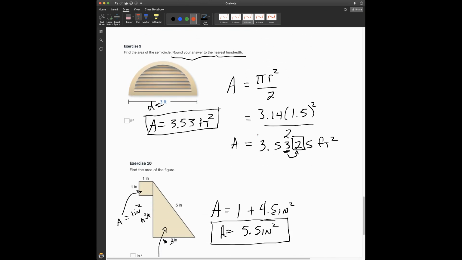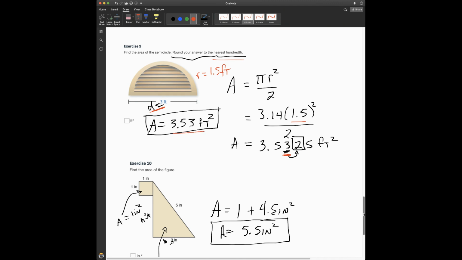Problem number 9, find the area of the semicircle. Round your answer to the nearest hundredth. So to find the area of the semicircle, I need the radius. So this 3 feet represents a diameter. So the radius is 1.5 feet, which I plug in here. I square it, and I round to the nearest hundredth. Okay, so I look at the 2, and that means 2 is 4 or less, so I don't change the 3, and I get my answer.